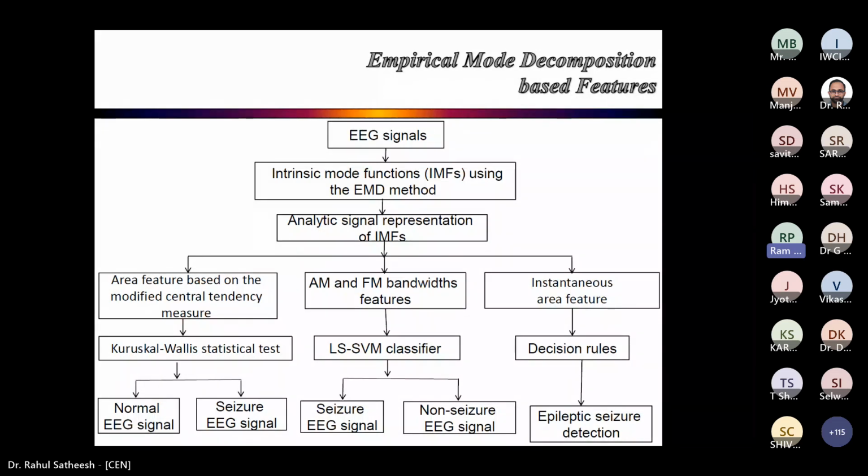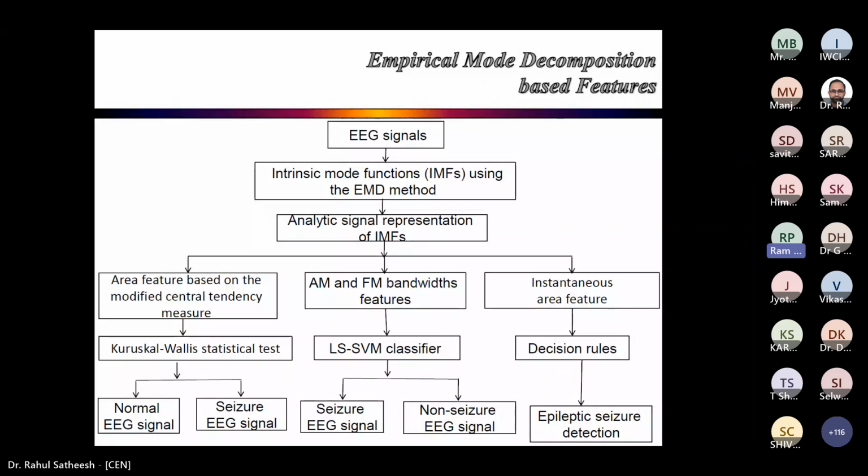It will decompose this EEG signal into a set of IMFs, and IMFs means intrinsic mode functions. Then we use the Hilbert transform to obtain the analytic signal representations of these IMFs. In the first case, an area feature based on the modified central tendency measure is computed. Then we check using the Kruskal-Wallis statistical test whether this area parameter is significant in order to describe normal and seizure EEG signals.